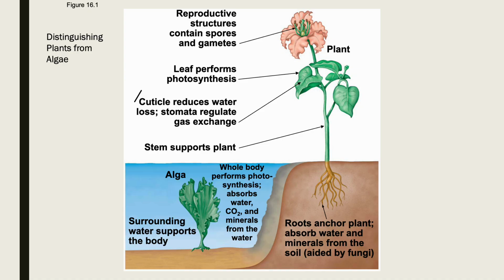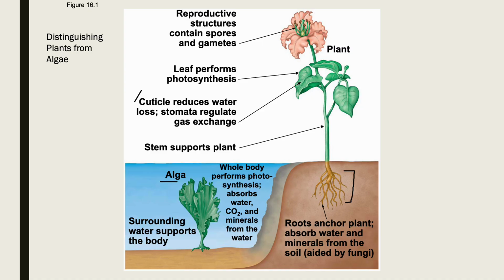Tiny openings on the underside of most leaves are called stomata, which allow carbon dioxide to flow in and oxygen to flow out, so the inputs and outputs of photosynthesis. We see another type of organ in this plant called a stem, and then a third type of organ called roots.